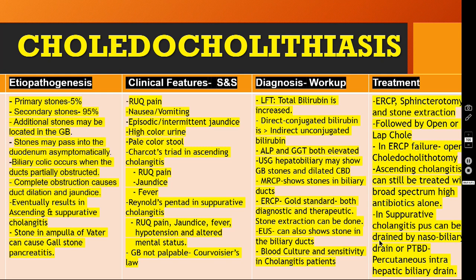So this can be drained either by nasobiliary drainage using ERCP, putting a stent in the CBD, or we can do what is called percutaneous transhepatic biliary drainage, where you can poke the liver through the skin with a long and thin needle, and then poke the intrahepatic biliary radicals, which are dilated. The moment you are poking these intrahepatic biliary radicals, the infected bile will gush out.